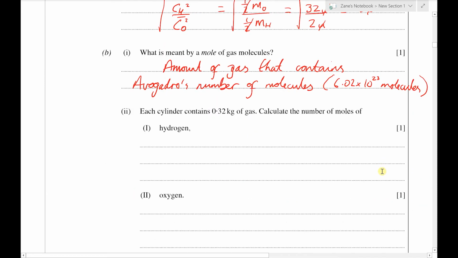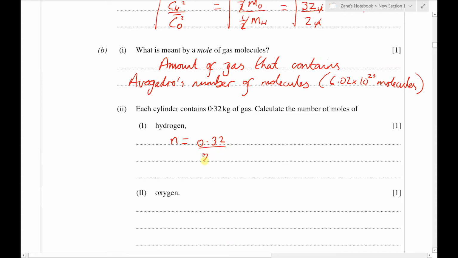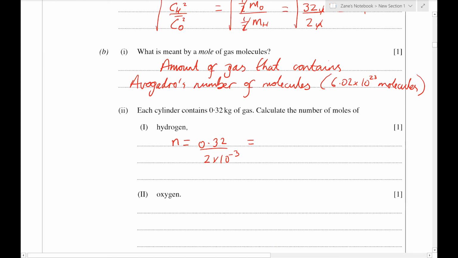Each cylinder contains 0.32 kilograms of gas, and we've got to calculate the number of moles. Well, here we can use one of those facts that I mentioned a few minutes ago. The mass of 1 mole of hydrogen is 2 grams, or 2 times 10 to the minus 3 kilograms. So if we take the actual mass and divide it by the molar mass, 2 times 10 to the minus 3, an equation that is in the data book, we will get 160 moles. And for the oxygen, we can do a similar calculation. The mass of 1 mole of oxygen is 32 grams, and that will give us 10 moles.